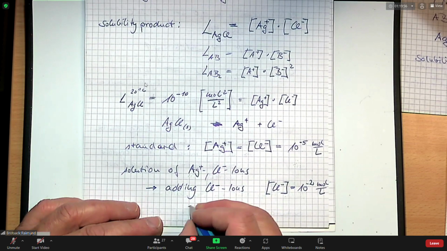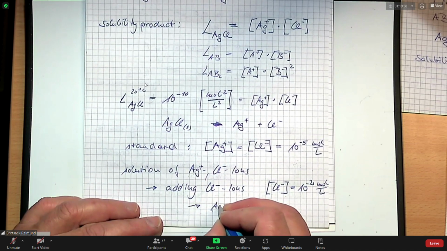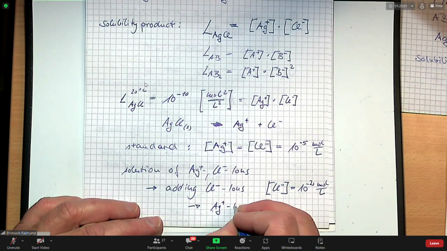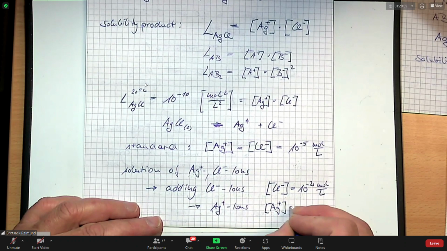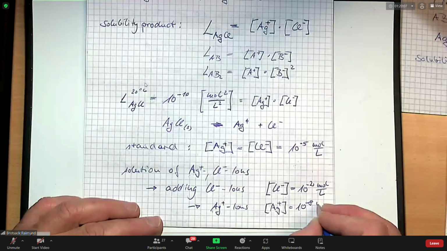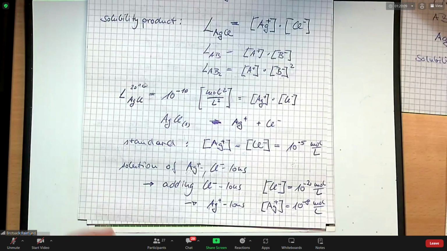So that means automatically the silver plus ion concentration is 10 to the power of minus 8 mole per liter. So we reduced by a factor of 1,000, because before we had 10 to the power of minus 5. Now 10 to the power of minus 8, it's a factor of 1,000. So we reduce the concentration of the silver ions in our solution.